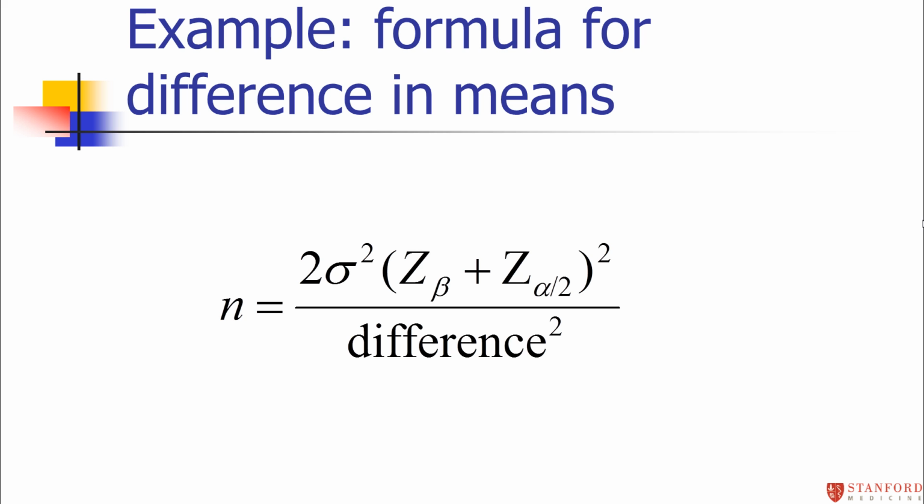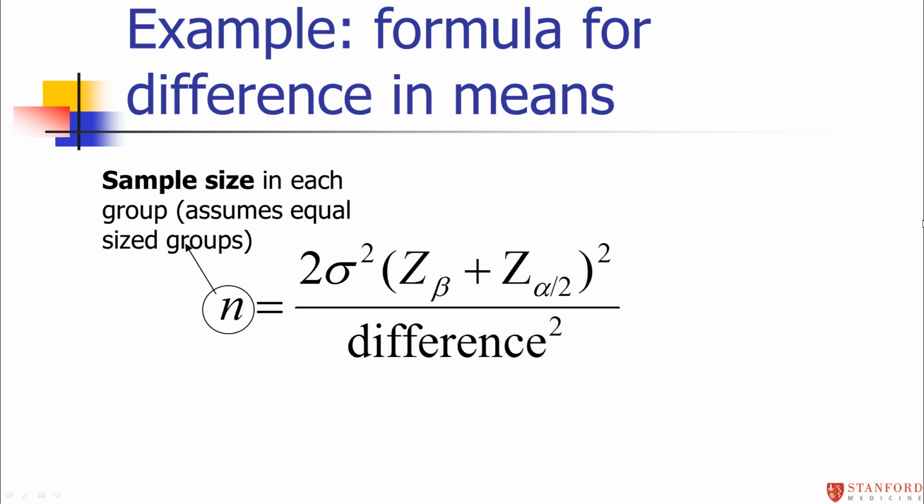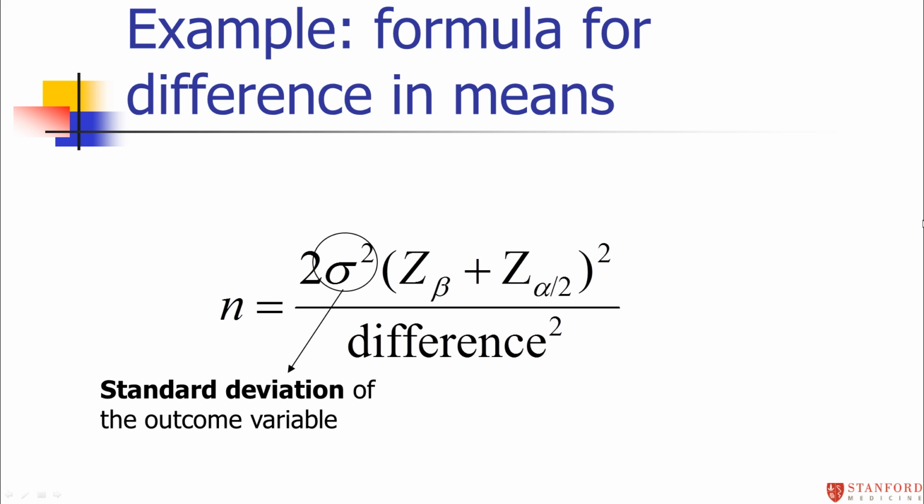You can see that all the elements I just talked about are in here. So if we want to calculate how many people I need in each group for a given power, if the standard deviation of the outcome variable, if that variability is higher, I'm going to need a greater n, a greater sample size for the same power. So that standard deviation is in the numerator.